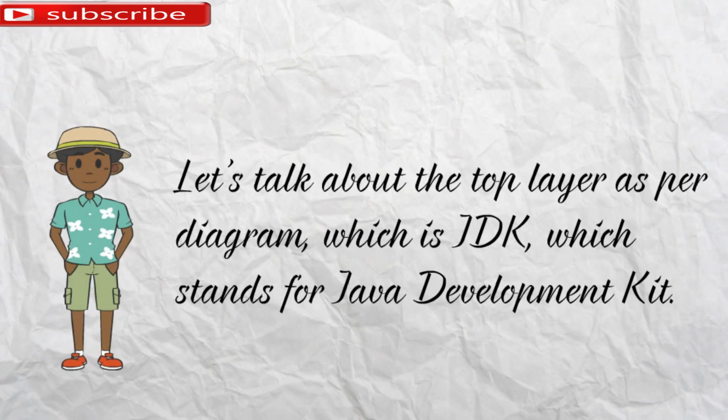JDK is a software development kit required to develop Java apps. It includes JRE, an interpreter or loader (java), a compiler (javac), an archiver (jar), a document generator (javadoc), and other tools needed for Java development. It has JRE, the Runtime Environment, and it has libraries. So we can say JDK is nothing but JRE plus development tools, in short.